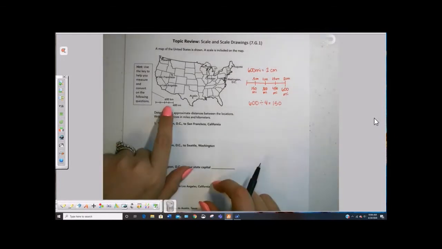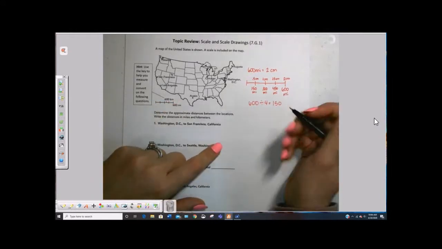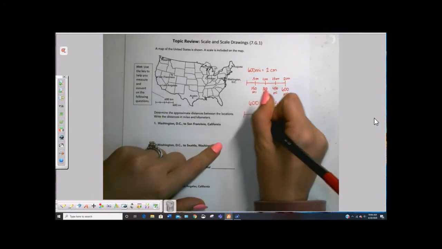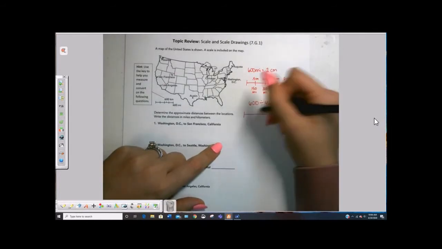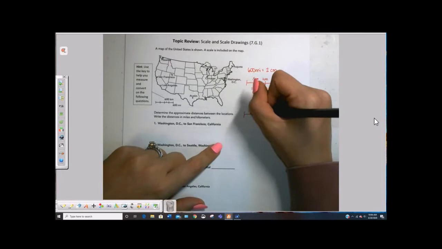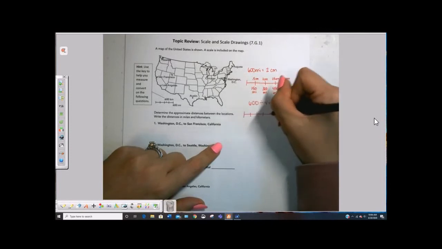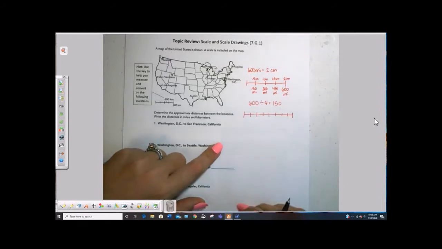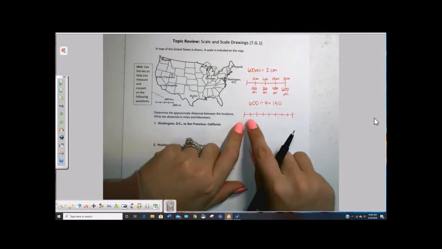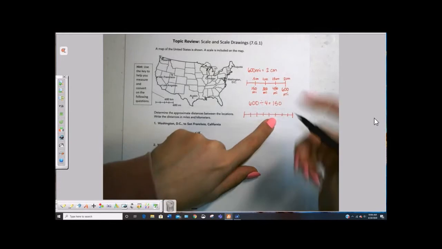Now we need to figure out kilometers. And if you look, kilometers now cuts those 4 sections in half. So now for kilometers, we have 8 sections. So I'm going to cut the same part into 8 sections this time. And if you notice, up to the 5th line was 600 kilometers.